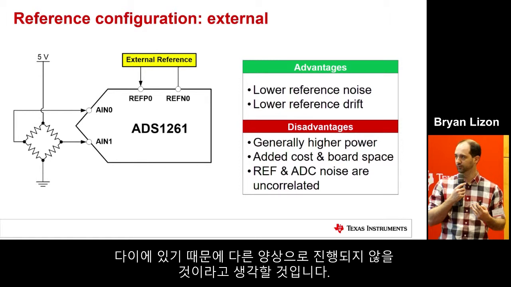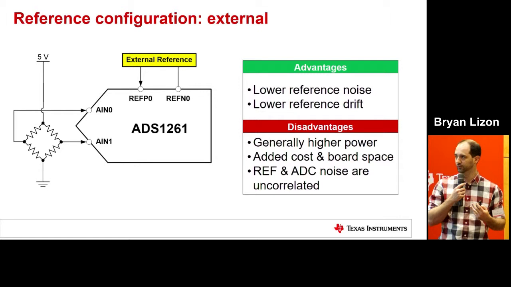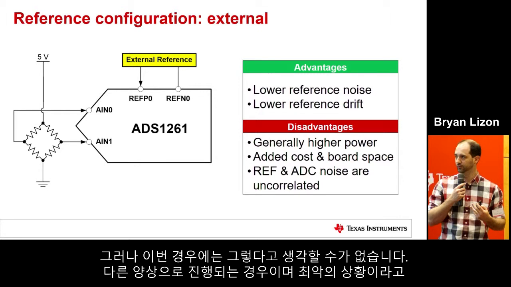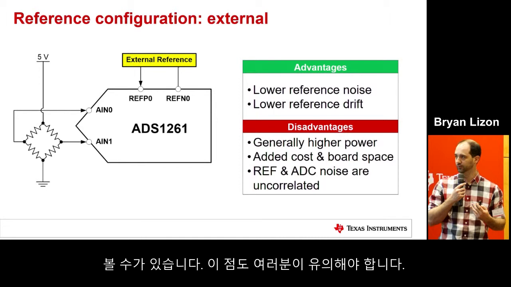With an internal reference, the ADC and the reference share the same die, so you can assume that they're not going to drift in opposite directions. In this case, you can't really make that assumption. There are cases where they can drift in opposite directions, which results in a worst case scenario. So that's one thing you might have to look out for as well.